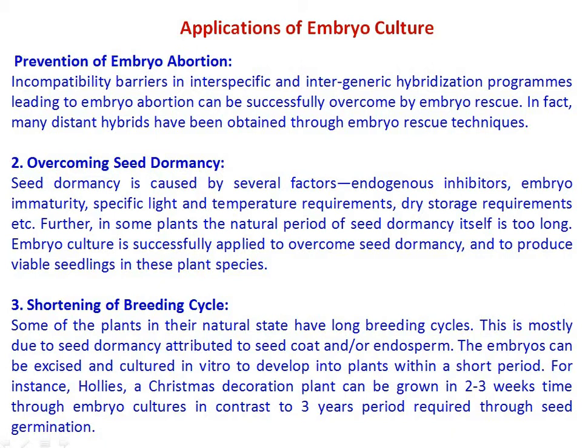Next one is shortening the breeding cycle. Some of the plants in their natural state have long breeding cycles. This is mostly due to the seed dormancy attributed to seed coat or endosperm. The embryos can be excised and cultured in vitro to develop into plants within a short period. For instance, hollies and Christmas decoration plants can be grown in 2 to 3 weeks through embryo culture, in contrast to 3 years required through seed germination.